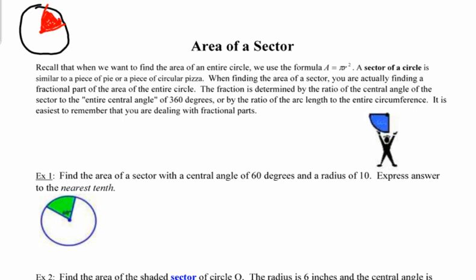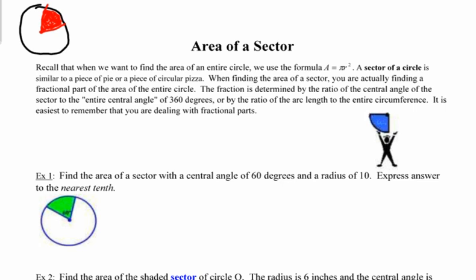In my little sketch that I just drew up at the top of the page, the red slice of the pie or the red slice of pizza would represent the sector. When we find the area of a sector, what we're actually going to do is find some fractional part of the area of the entire circle. The way we do this is by looking at the ratio of the central angle of the sector to the central angle of 360 degrees, or by comparing the ratio of the arc length of that sector to the entire circumference of the circle.